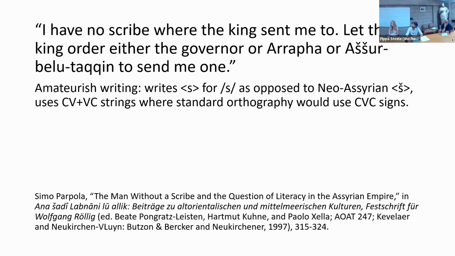There's actually a parallel in a really interesting Neo-Assyrian letter where we have someone who says, I have no scribe, so let the king order a scribe to be sent to me so that I can write. But of course, he's writing a letter. So he can write a letter, he's literate, but he has no trained scribe. And in fact, as Parpola pointed out in that article on the slide, the orthography of that letter is highly non-standard Neo-Assyrian orthography. So he writes wrongly by scribal standards, but perfectly comprehensibly.